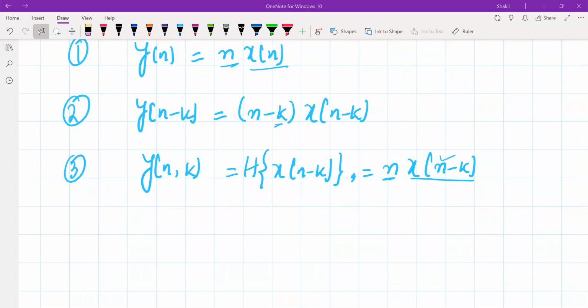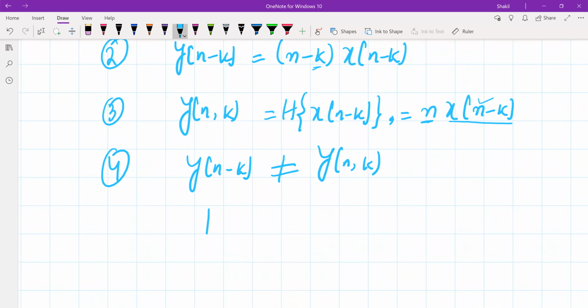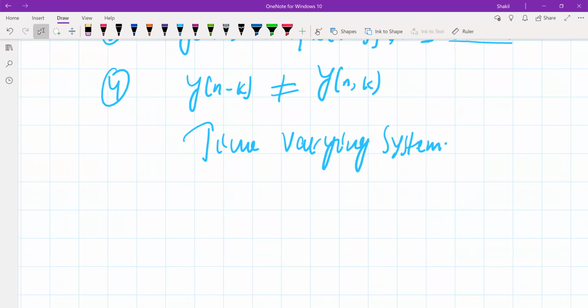So you can see the results in step 2 and step 3 are not the same. So y of n minus k is not equal to y of n comma k. So we can say this is a time varying system.